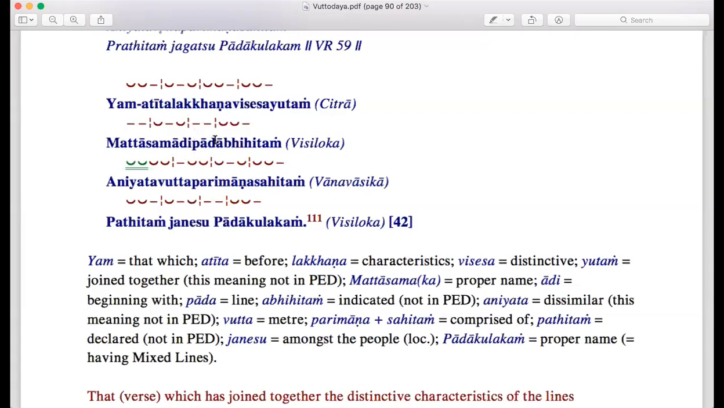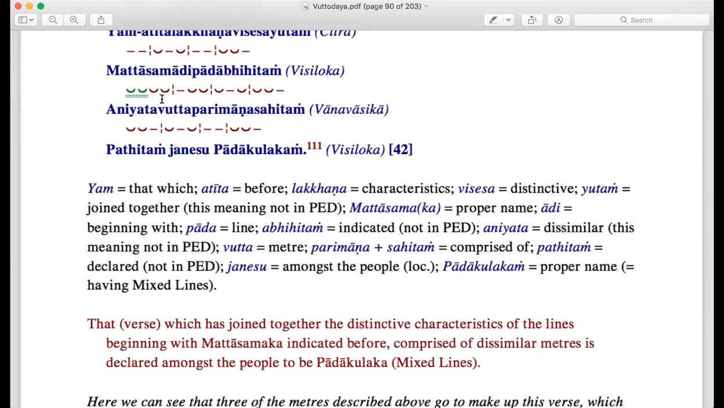So that means the lines of the verses in this matta samaka chapter. Matta samadhi pada abhihita means done, wrote or composed by the lines of matta samadhi, the lines of the verses in this chapter. Aniyata vutta parimana sahitang. Aniyata means dissimilar, or not defined, not confirmed. Here it is also translated as dissimilar. It also can be taken.